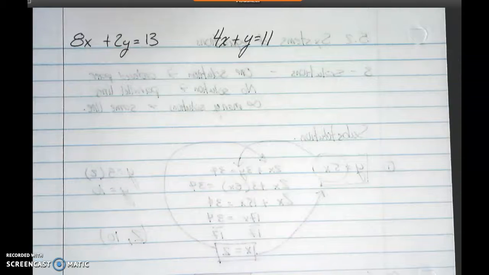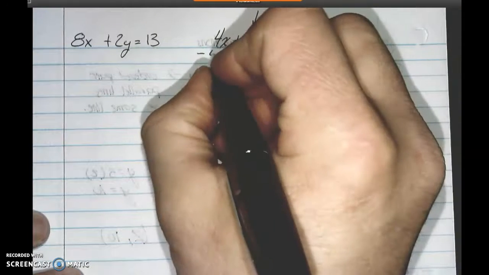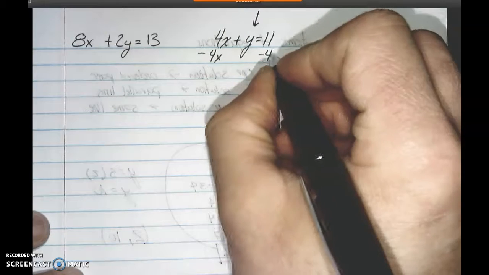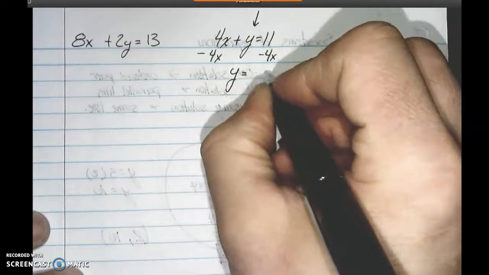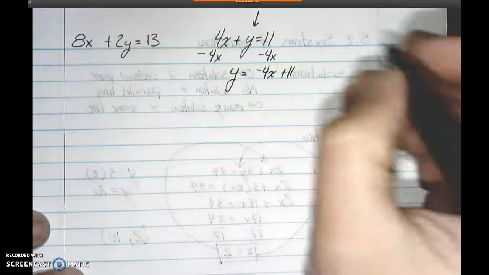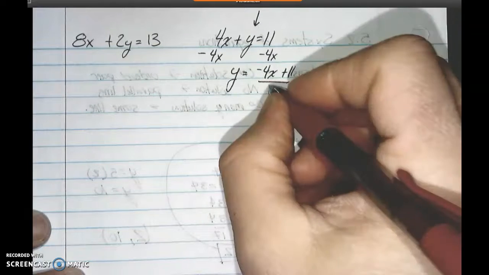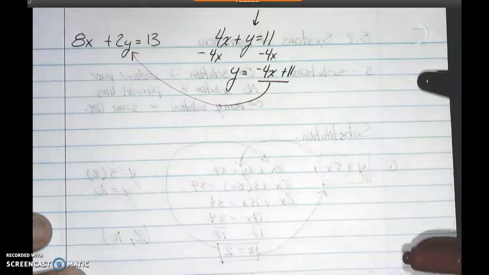Okay, so this is going to be our last example in substitution. Again, I see a solo y. That's the one I'm going to go with. So I'm going to subtract 4x from both sides. So I have y is equal to negative 4x plus 11. So I'm going to take this value and substitute it into there.